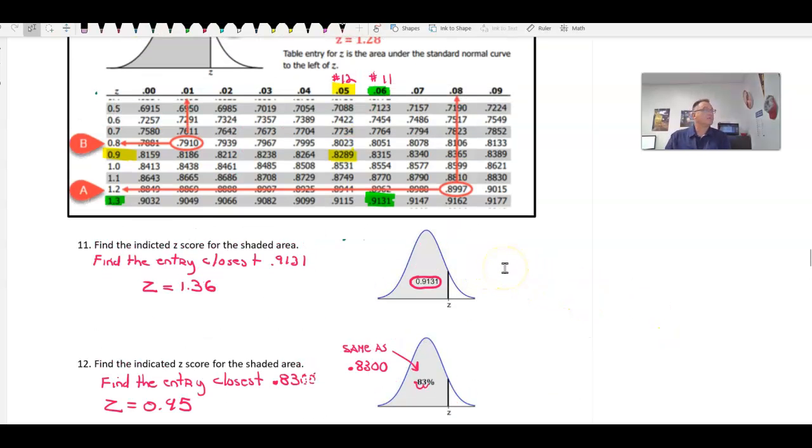Just look that up. Closest to 0.8. Closest. So I got 8023, and I got 7995, which is closer. So 0.84.